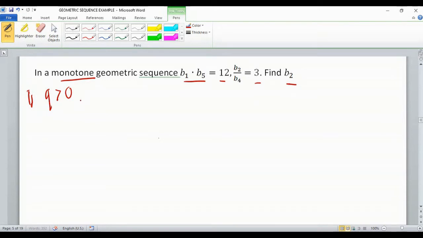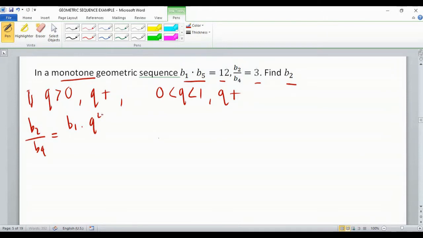Increasing is a member of monotone. So k is more than 0, meaning k is positive. So from here, we can use B2 over B4. B2 over B4 is equal to B1 times k power 2 minus 1 over B1 times k power 4 minus 1. We can cancel the first term on each side, so this is equal to k power 1 over k power 3.